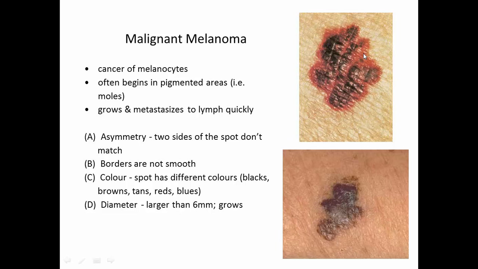So some of the things you want to look for: asymmetry, so two sides of the mole don't match. They have abnormal shapes and an irregular border, like both of the ones that you see on this side, which are malignant. Odd colors, particularly moles that have more than one color, and certainly if they are large, and especially if they are growing rapidly, if they're actually getting bigger.